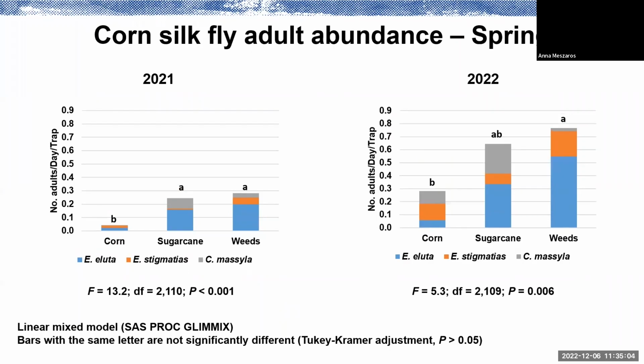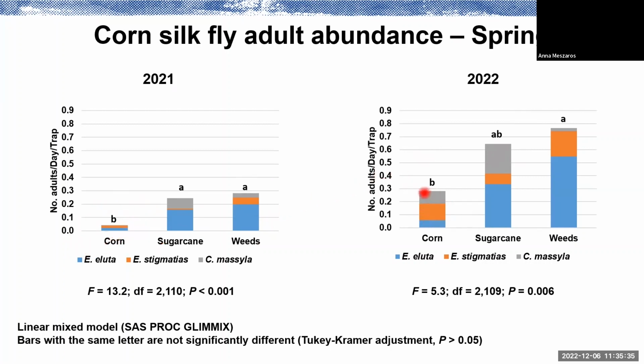If we look at the spring here, we had relatively consistent patterns between the 2 years, with the lowest numbers in corn each time and the highest numbers in the non-crop habitats. And in sugarcane, we had intermediate numbers. Again, we had the 3 species in the 3 habitats. But if we look at the relative proportion of the species here, yes, we were doing a good job keeping the populations low.